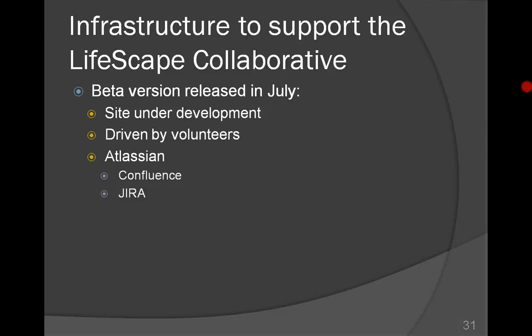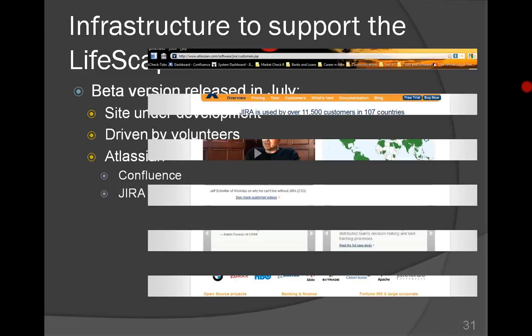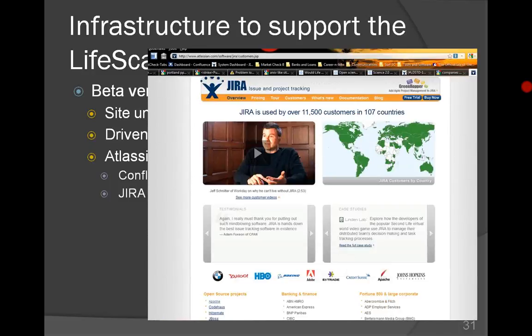So in July, I released a beta version of the infrastructure to support the LifeScape Collaborative. It's now driven by volunteers. It uses the Atlassian software. Confluence is similar to SharePoint, a little bit more community-oriented. And Jira is totally different from SharePoint. It's really good at tracking tech and issues, and really good for distributed project management, so people can all work on similar projects with no real leader, just working as a team and keeping all the tracked issues straight.